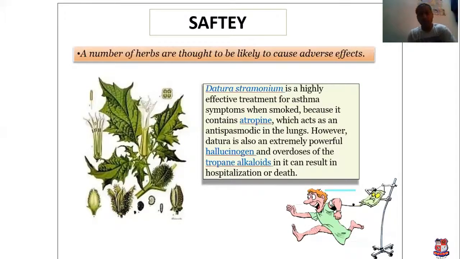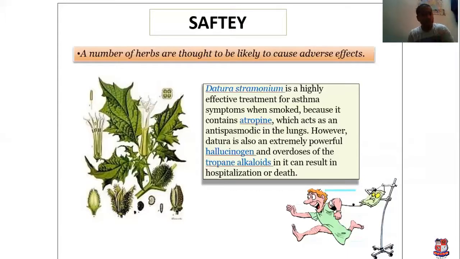Now I am giving one example of an Ayurvedic or herbal drug which produces adverse drug reaction. Whenever we are using any kind of herbal drug, safety is very important. Here I am giving you only one example. A number of herbal drugs are thought to be likely to cause adverse effects. People generally keep in mind that herbal drugs are very safe, they are non-toxic. No, the dose is very important for any herbal drug or any Ayurvedic drug.